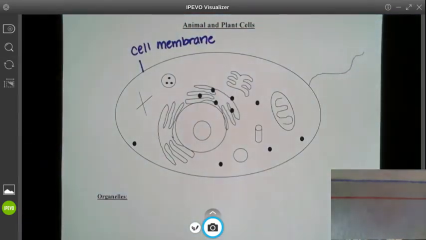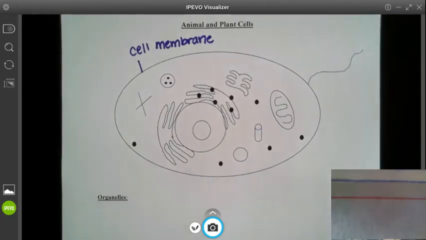Tomorrow, there will be a Google slide that will have all of the organelles and all of the functions. You had an assignment where you were supposed to look up those functions on Google search, and now I'm going to go over them with you. I'm going to mention the functions as I do this, just the ones that I'm labeling. So the cell membrane is going to control what enters and exits the cell.